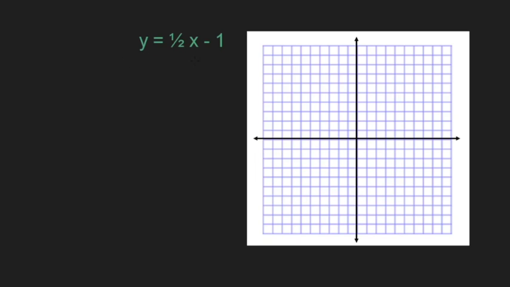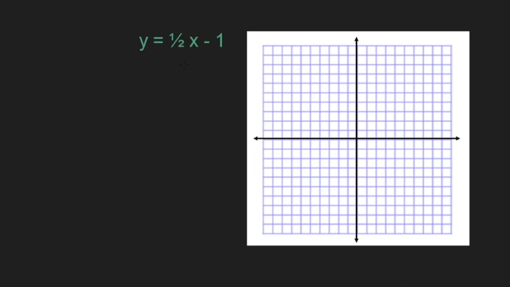Today we're told to graph the linear equation, y is equal to 1/2 x minus 1. We're going to actually graph this, and I have a graph right here. But how do we put this math into reality? I'm going to walk you through it, and hopefully by the end of this video, you'll be able to do this yourself.